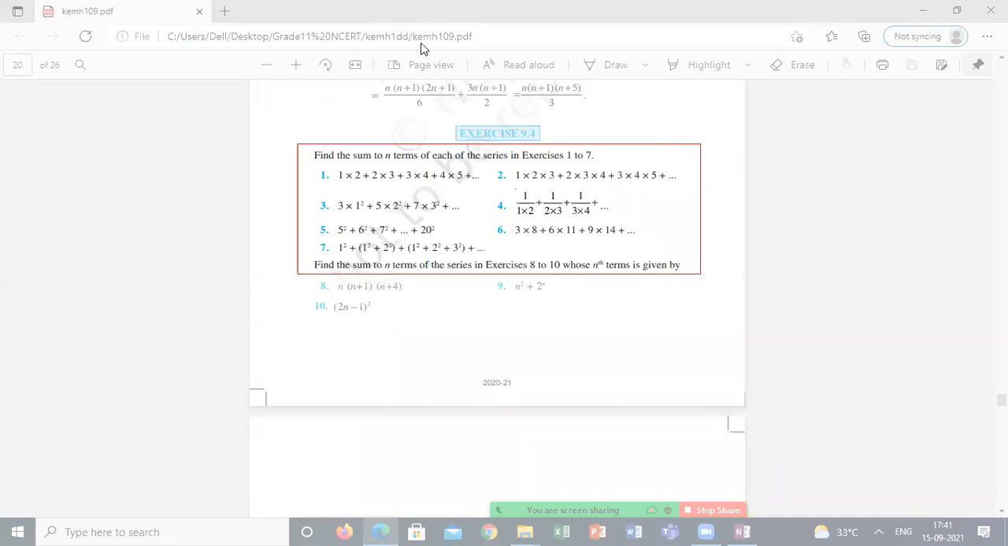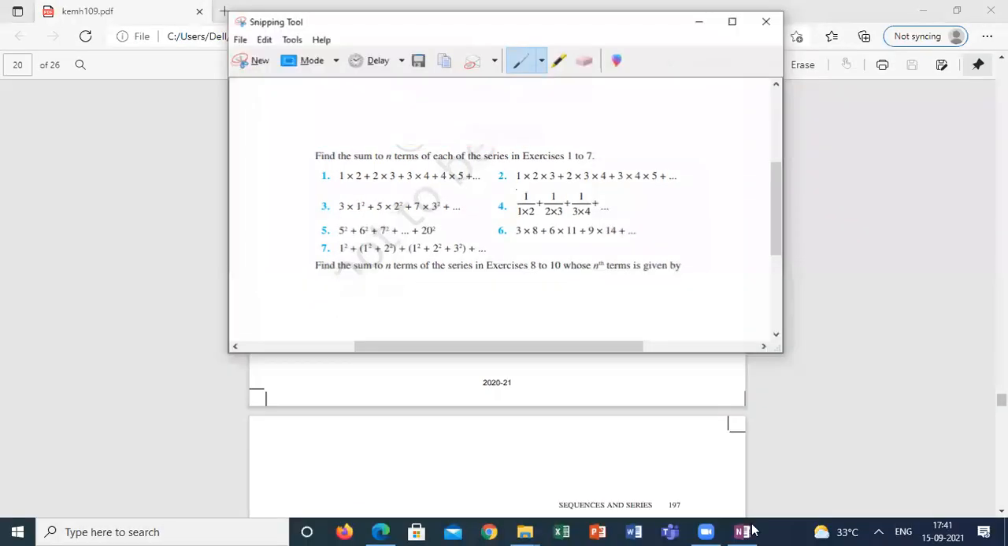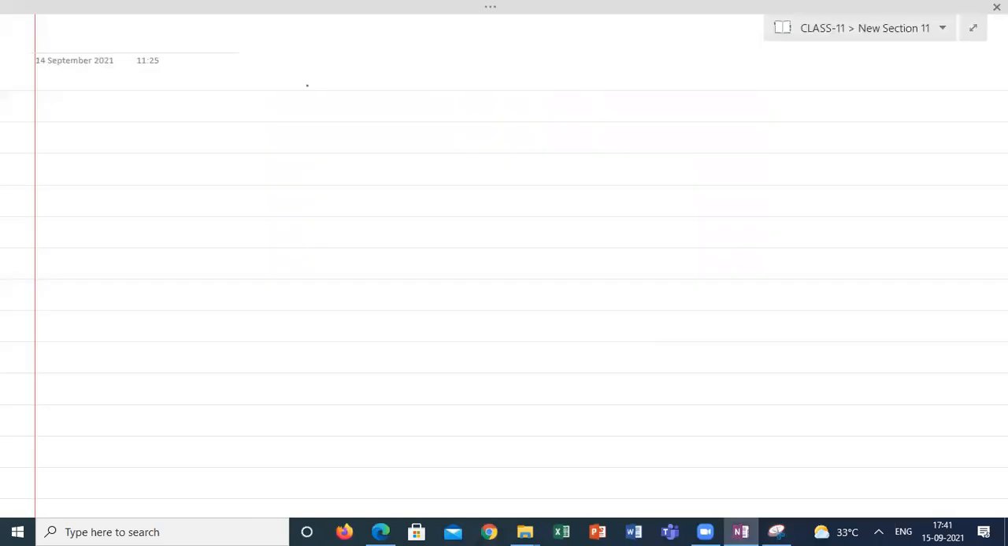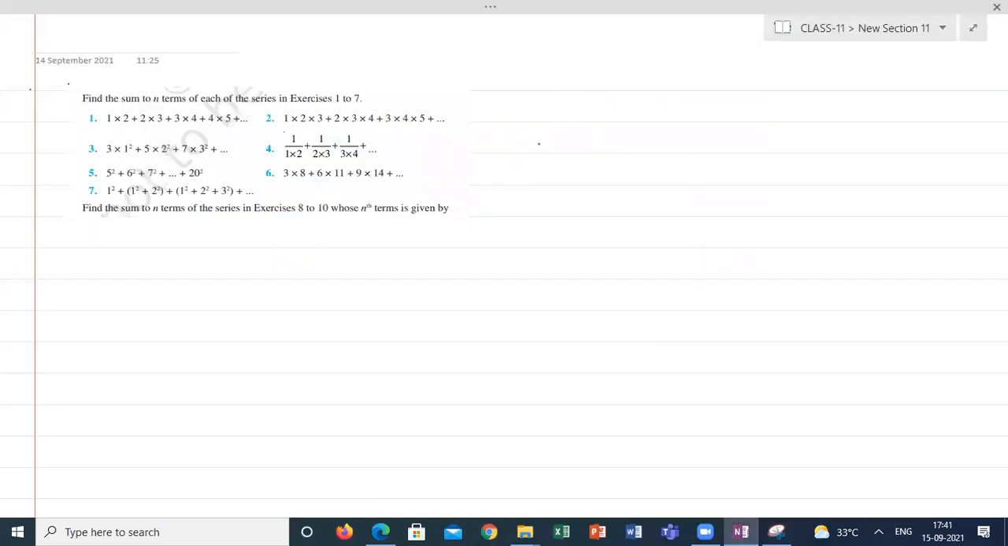This is the last exercise from this topic. Here there is no relation between one question and another. For each and every question you have to think how you can make it n cube or n square or something. How will you do the first question, guys? 1 into 2 plus 2 into 3 plus 3 into 4 plus 4 into 5 plus. How can we relate this question?